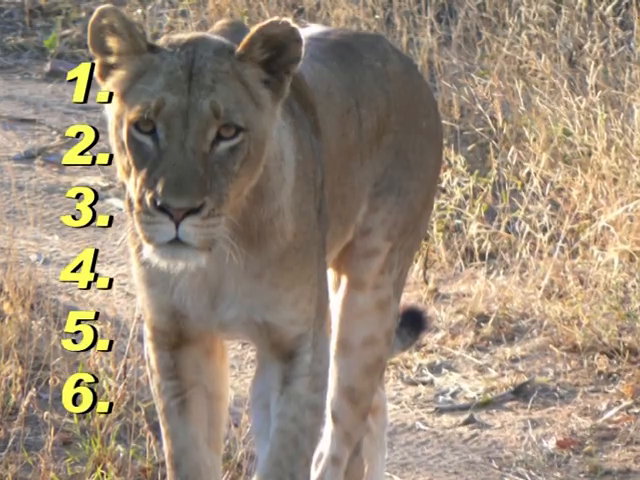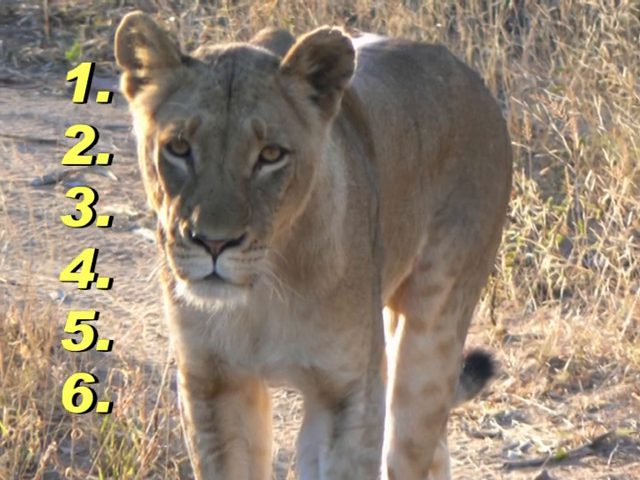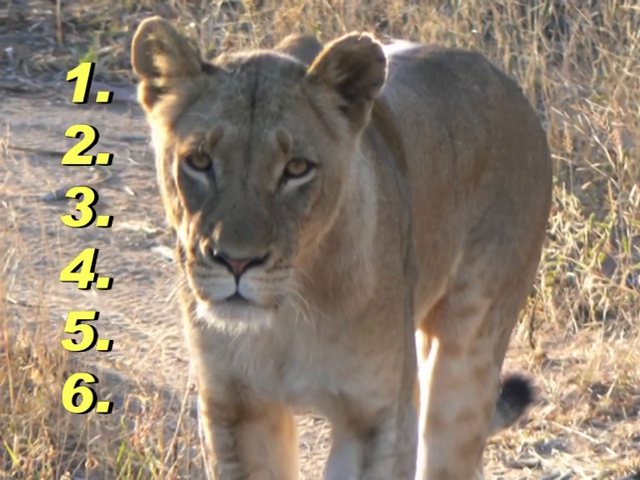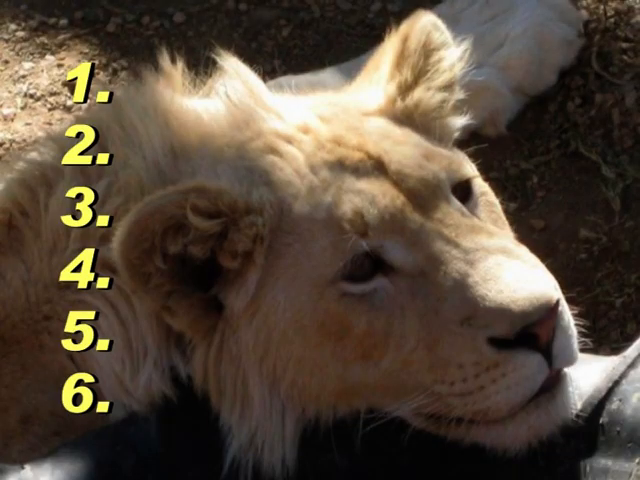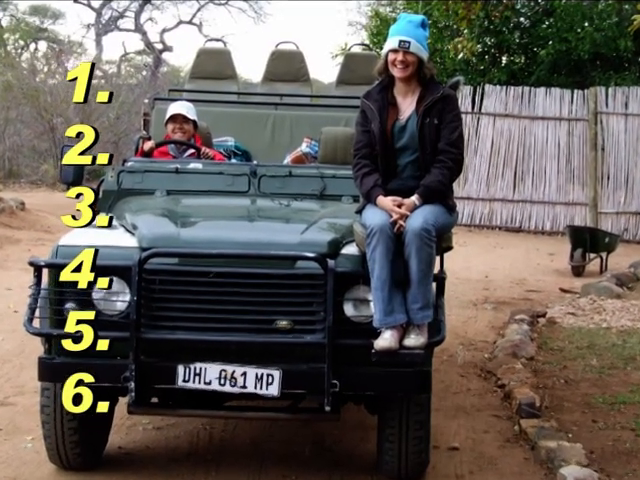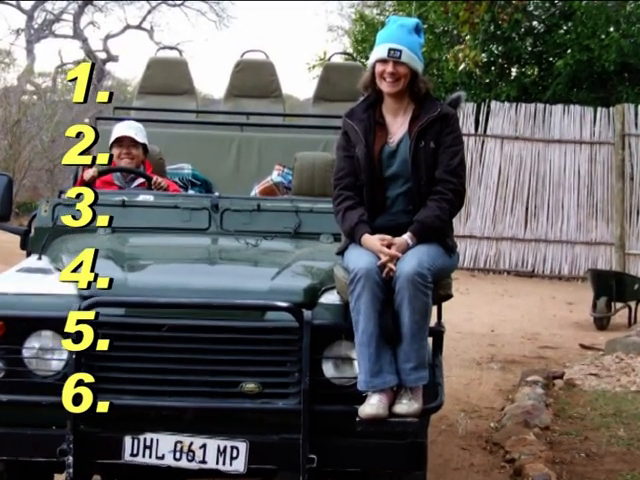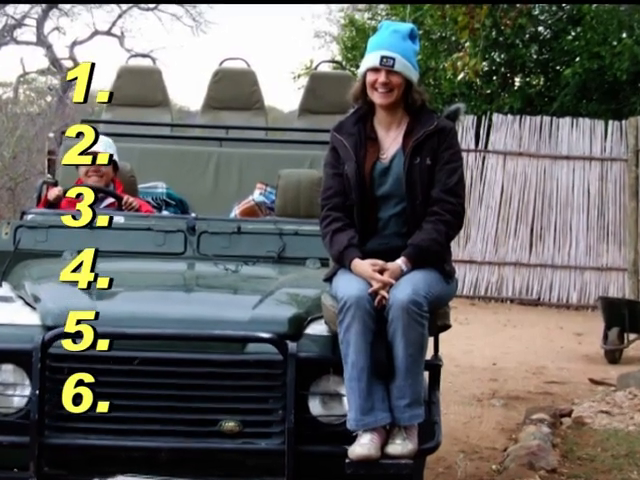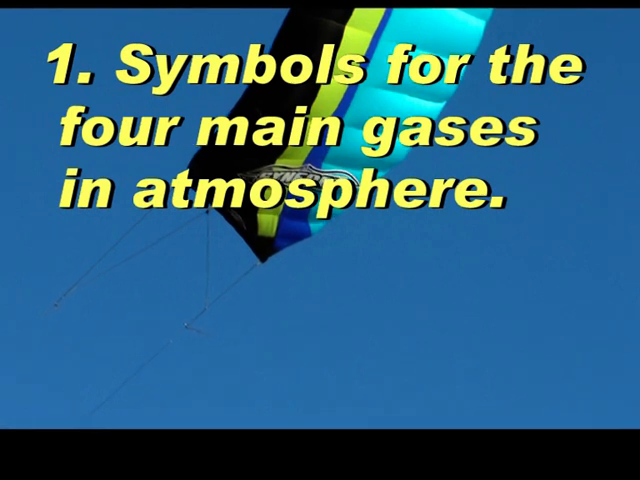As usual, we will start by testing your knowledge. So put down the numbers 1 to 6 on the left-hand side of your page. Question 1. Write the symbols for the four main gases in the atmosphere.